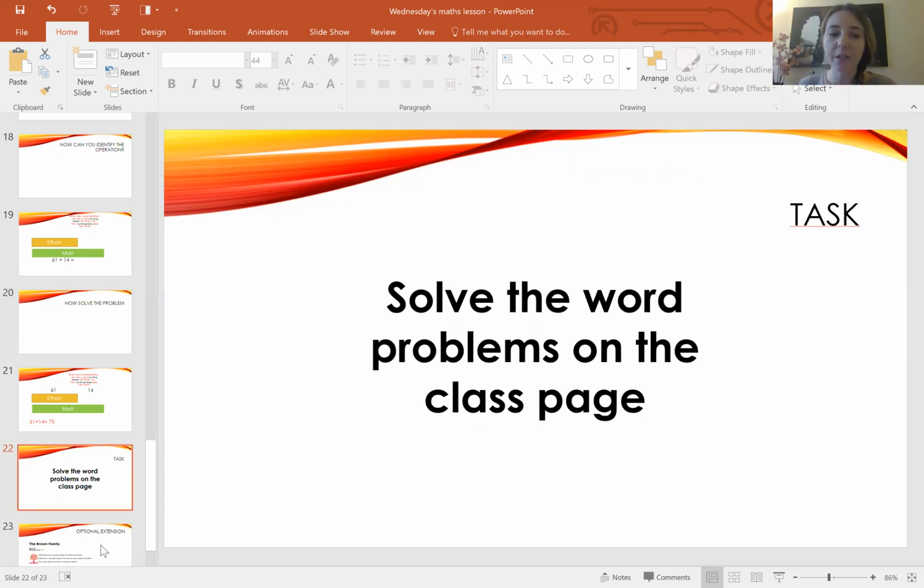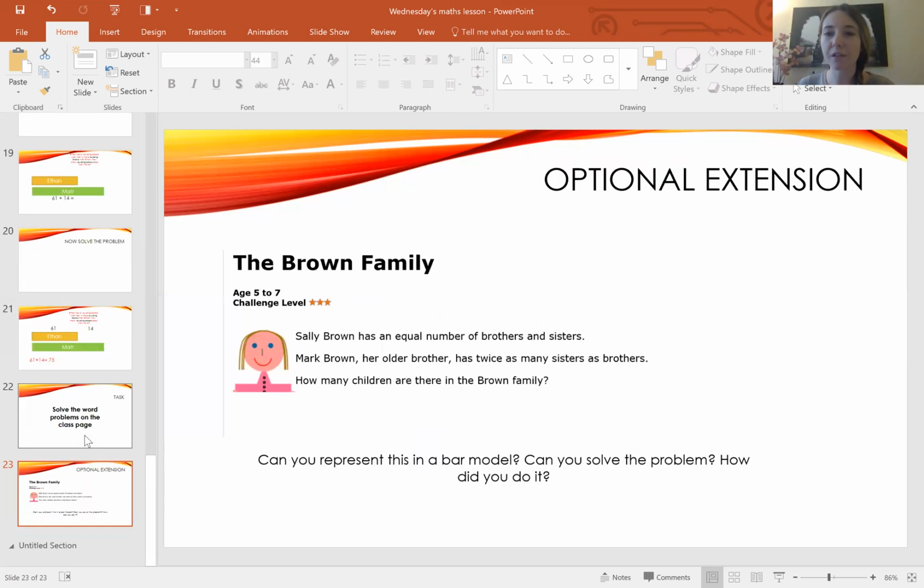If you'd like to have a go at the optional extension after you've finished the questions, then have a go at this. The Brown family. Sally Brown has an equal number of brothers and sisters. Mark Brown, her older brother, has twice as many sisters as brothers. How many children are there in the Brown family? So you need to really think about this. See if you can represent it in a bar model.